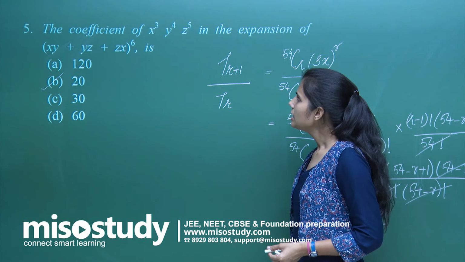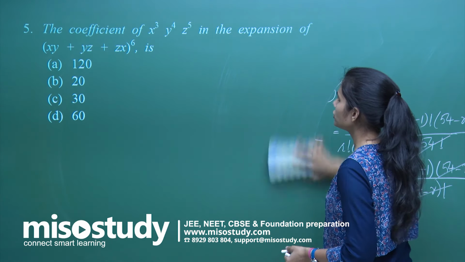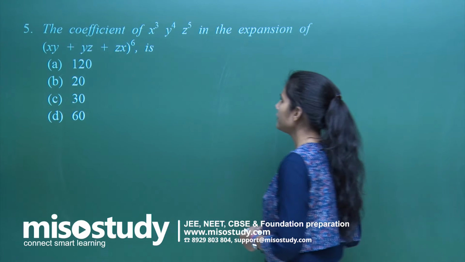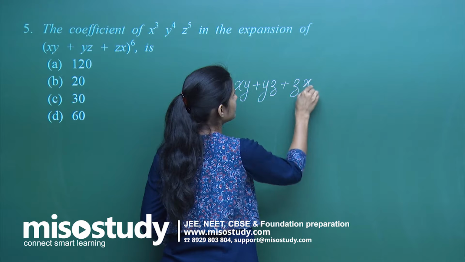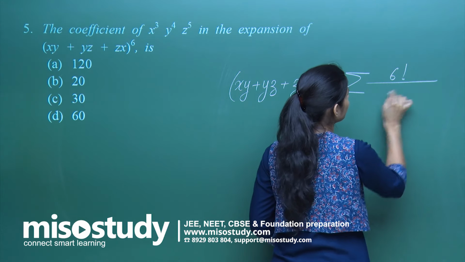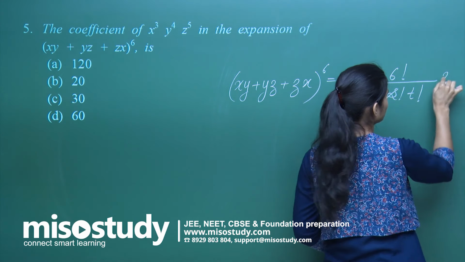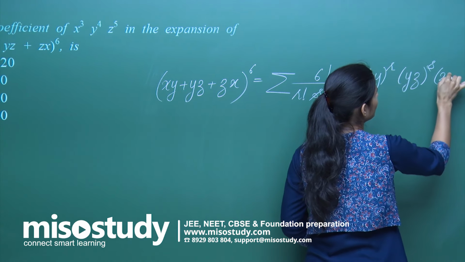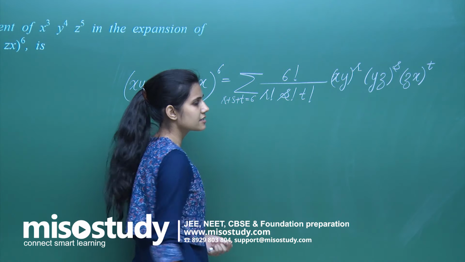Next we have: the coefficient of x cube y to the power 4 z to the power 5 in this expansion is what? Let's see. So based upon multinomial expansion, the concepts should be very, very clear. You should know that (xy plus yz plus zx) whole to the power 6 is equal to summation 6 factorial upon r factorial into s factorial into t factorial, (xy) to the power r, (yz) to the power s and (zx) to the power t, such that r plus s plus t is 6.